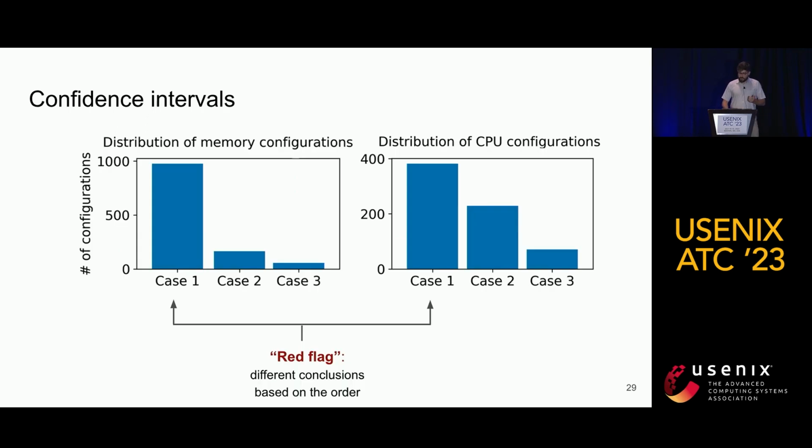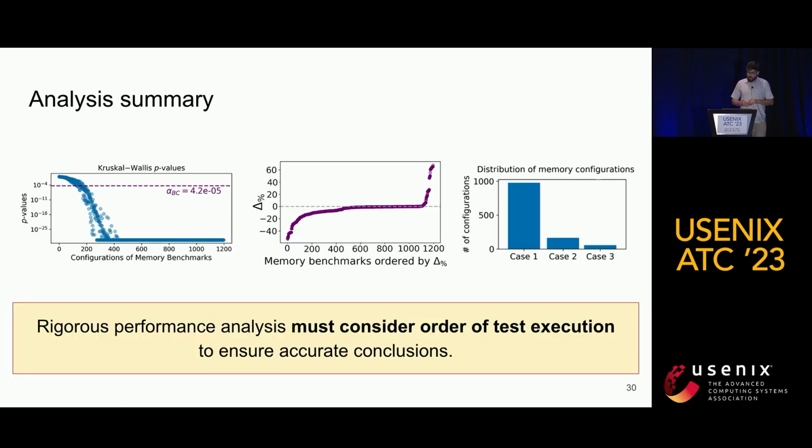All right, so different cases for overlapping or non-overlapping confidence intervals. Case 1 is the one dominating here. So it's a red flag type of situation. Non-overlapping confidence intervals show up a lot in this set. Putting it all together, we conclude that rigorous performance analysis must consider order of test execution, and that should lead you to more accurate conclusions.